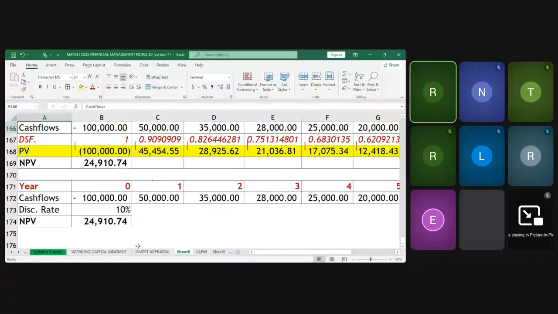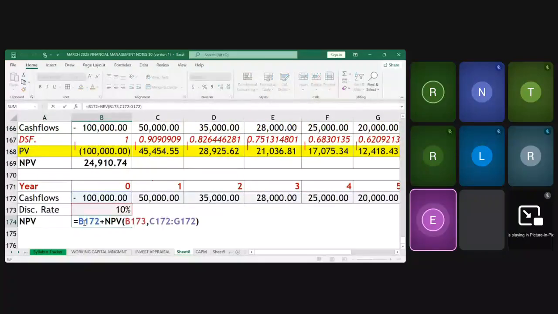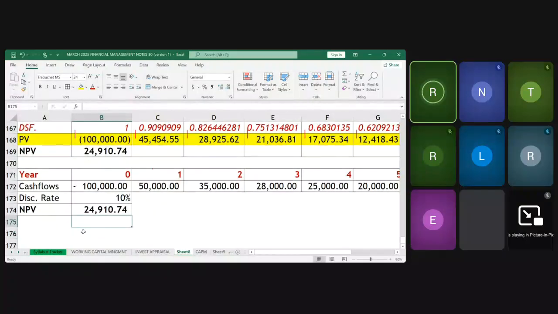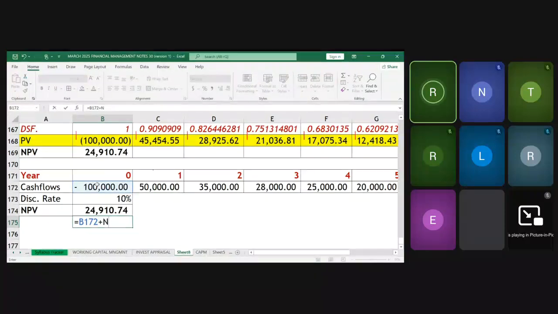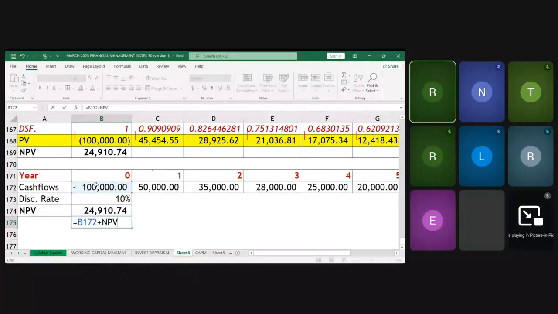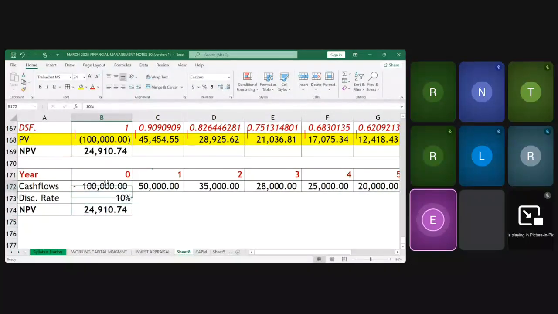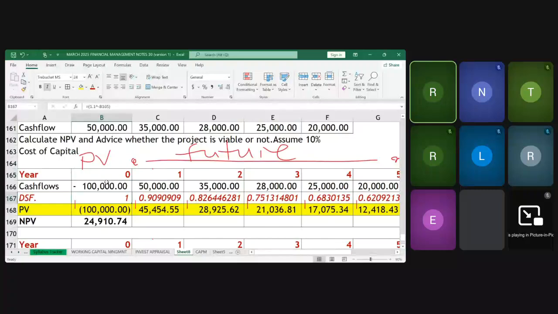Which one? You mean 1 plus the discounting factor of the first method? Yes. Okay, this is the formula. You are going to say equals year 0 value, the value of year 0, which is 100,000, plus, then you type NPV. Open bracket. The second one I understood, but the first one I didn't get. The first one, it. This one here. Yes, the first method.